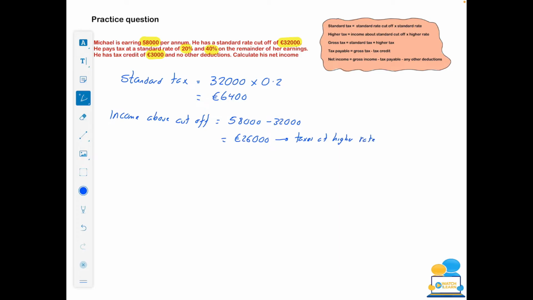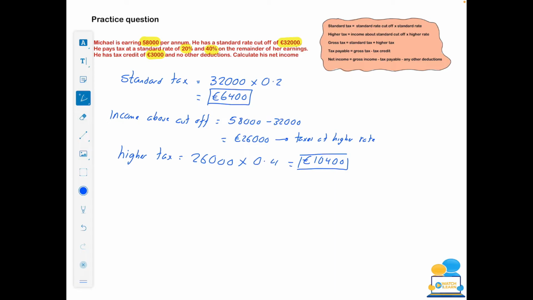Okay, so I have my standard tax. I'm going to put a box around this. This is going to be an important number later. We'll also be able to calculate his higher tax now. So your higher tax, he hasn't paid any tax on this yet, so we need to tax that, and it's going to be taxed at the higher rate, which is 40%, so 0.4. Okay, so his higher tax then is 10,400.